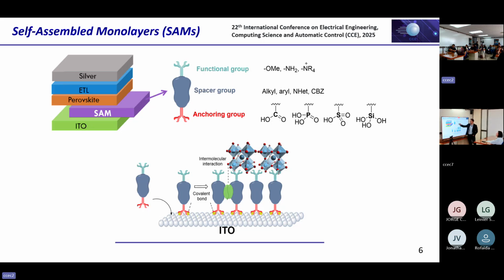Then we have the spacer group, which only balances the charge in the molecules. And finally, we have the functional group, which is going to interact directly with the perovskite. So for this kind of material, people investigate a lot. They have different groups, different in the top mainly, to have a better performance of the devices.